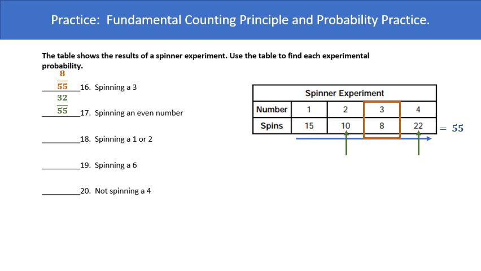Look at 18. Probability of spinning a 1 or a 2. We spun a 1 15 times. We spun a 2 10 times. So we spun a 1 or a 2 a total of 15 plus 10, which is 25 times. So this probability is going to be 25 over 55. And this one we can simplify. We just divide the top and the bottom by 5. And our answer is 5 over 11. That's it. Do you think you can do it?